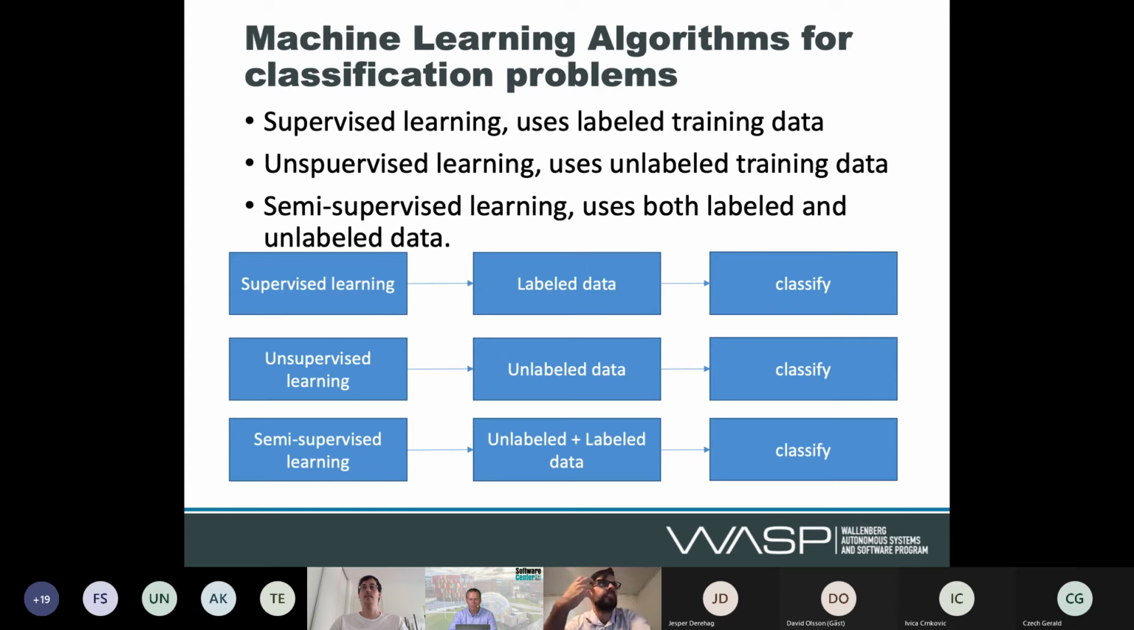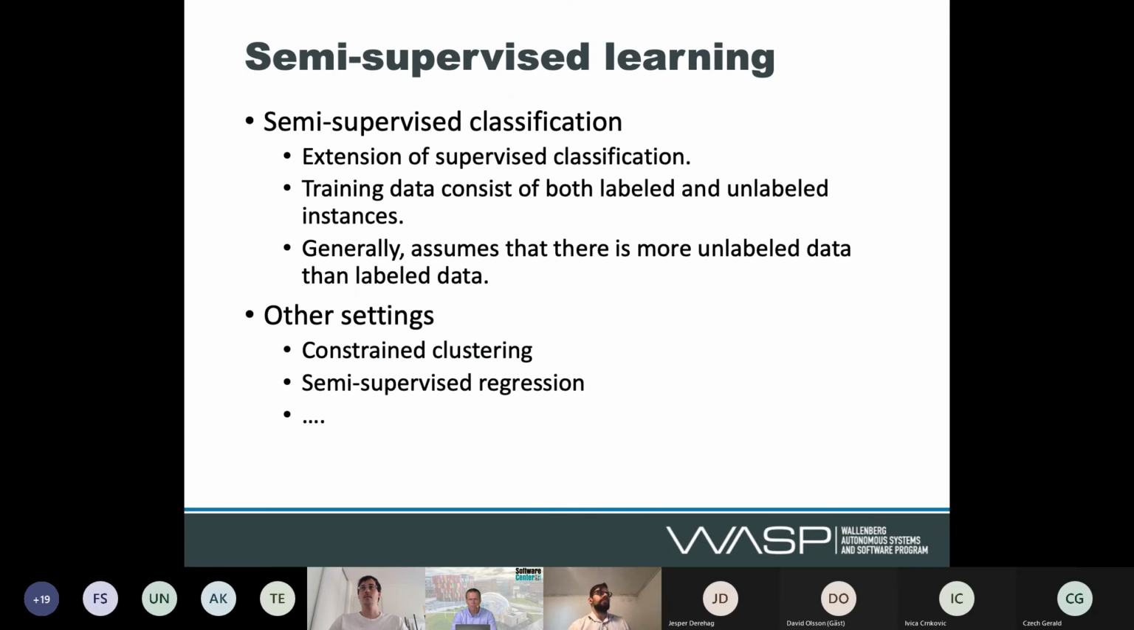So as I said before, supervised learning is the most common learning paradigm out there, and it uses labeled data. And then we have unsupervised learning, like clustering algorithms and so on, that uses unlabeled training data. And then semi-supervised learning is something in between supervised and unsupervised learning, as it uses both labeled and unlabeled data to do classification. Semi-supervised learning can be different things, but most importantly, I will only be talking about semi-supervised classification. Semi-supervised classification is an extension of supervised classification because it uses unlabeled data as well. And in general, we assume that there is much more unlabeled data than labeled data.